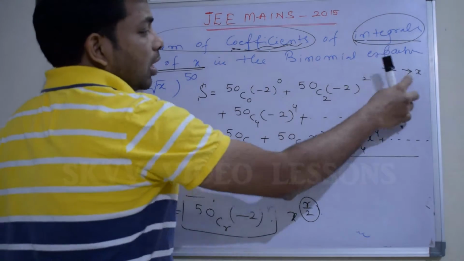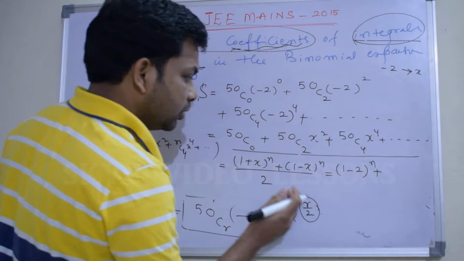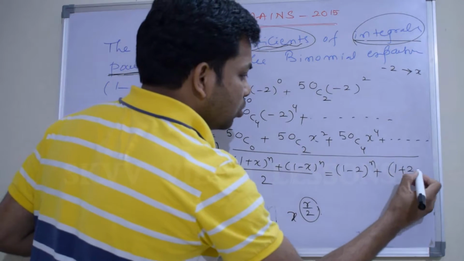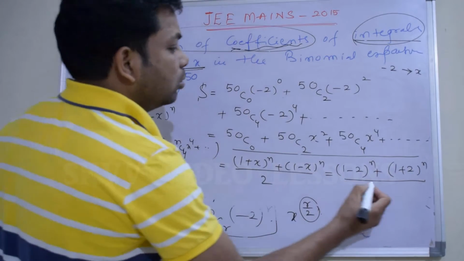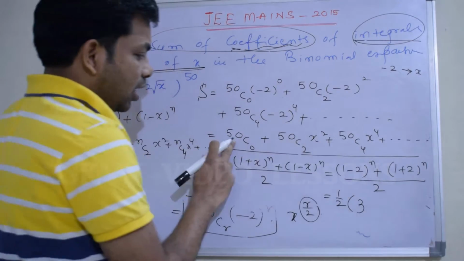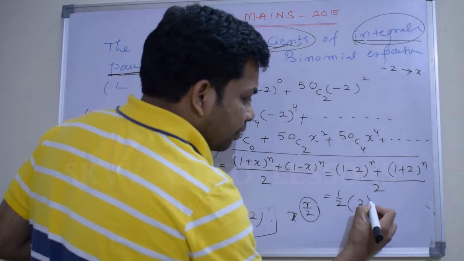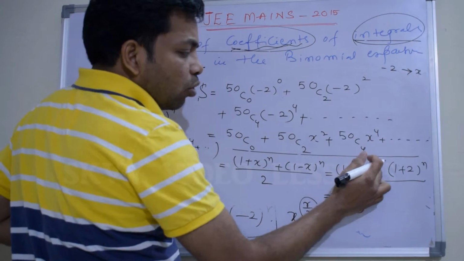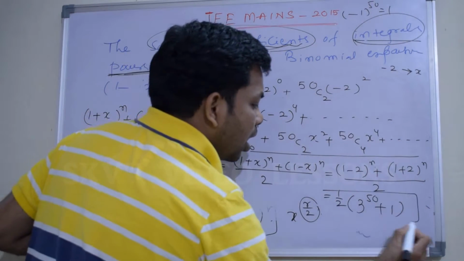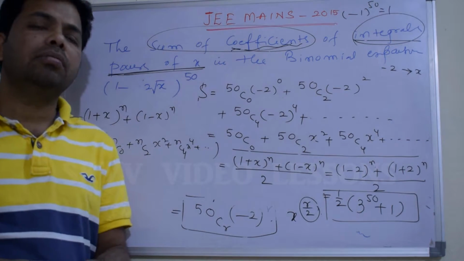But what is the x value? x is actually minus 2. So I will copy: (1 minus 2) whole power n plus, what is this, 1 minus of minus 2, that is (1 plus 2) whole power n, upon 2. So half, and 1 plus 2 is how much? 3, 3 power n. What is n? n is 50. So 3 power 50, and (minus 1) whole power 50 is plus 1. So half of 3 to the power of 50 plus 1. Okay, so that is the problem from the binomial theorem.